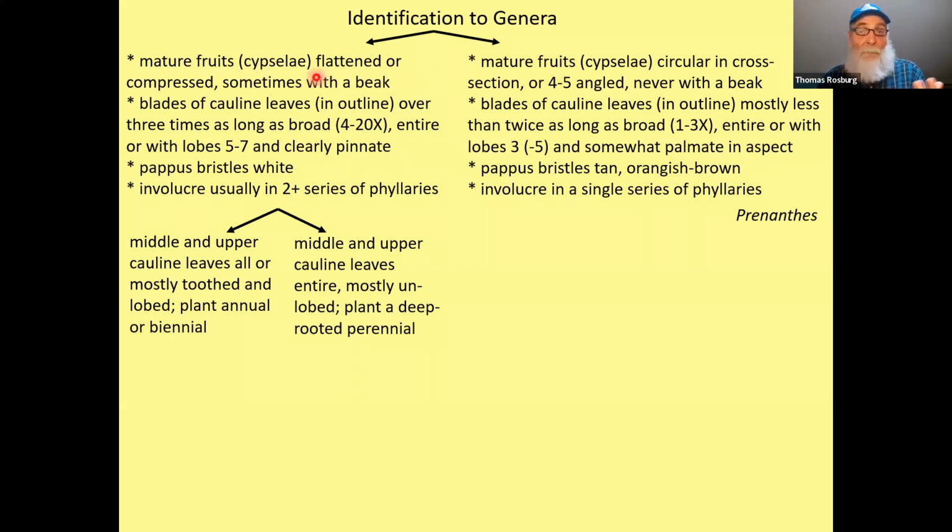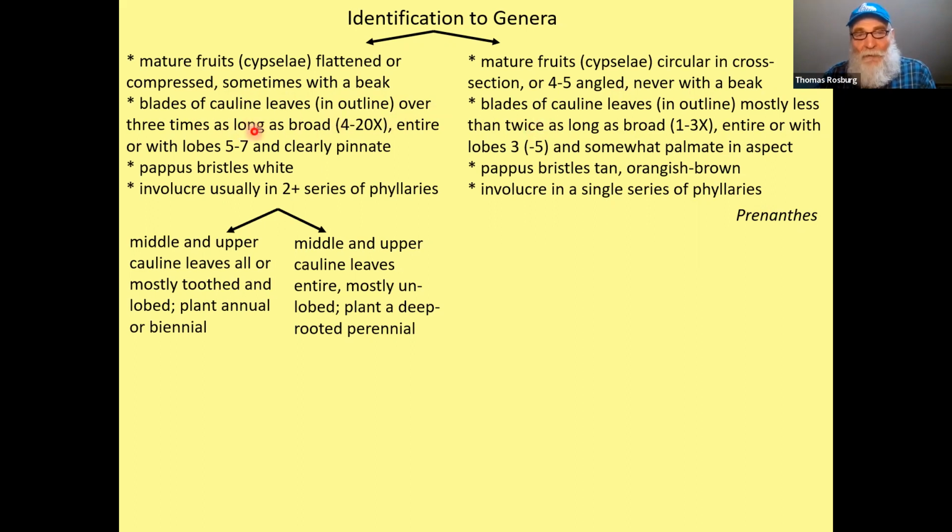Again, it's the shape of that fruit, flattened and compressed, sometimes with a very distinct beak, sometimes with a lesser distinct beak. Again, it's going to lead to these two. This up over here, again, those achenes, circular in cross-section, 4 or 5 angled, never have a beak. That is going to lead to Prenanthes. If you can look at the fruits, then there's no question which direction to go here. Now, the rest of these things are always a little bit less helpful, but they're pretty good.